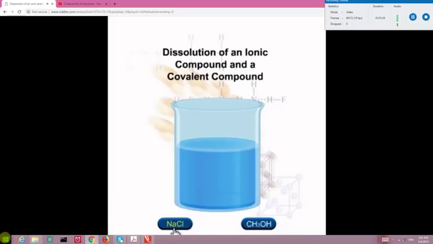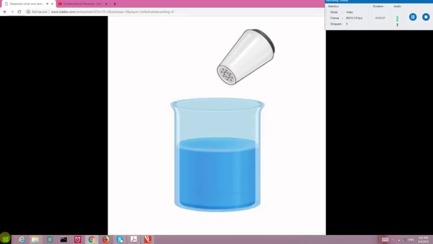The first one is going to be NaCl, which we should recognize as an ionic compound. So you can put salt into the water. Now let's look at a molecular level of what's happening. So we know that the salt will dissolve and form a nice homogeneous mixture. We can't even tell it's there anymore. But what's going on at the atomic and molecular level?